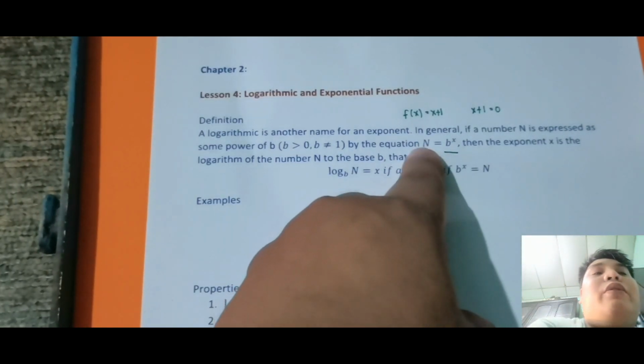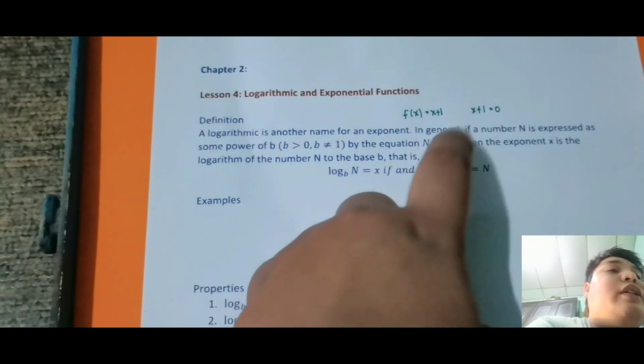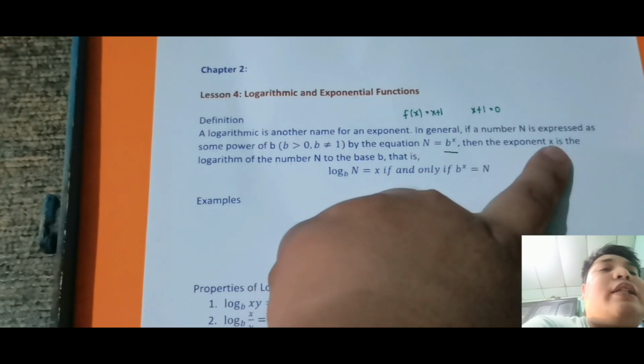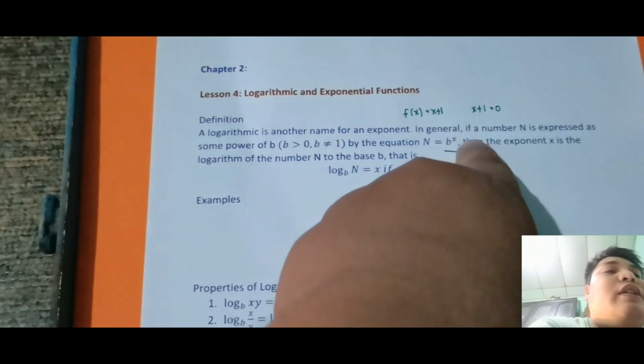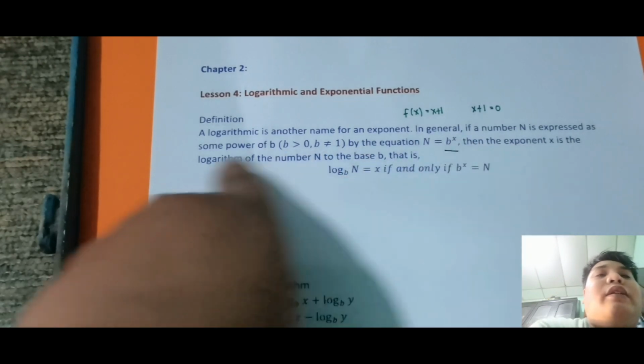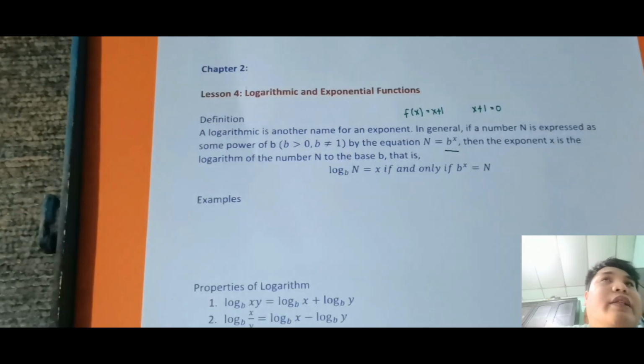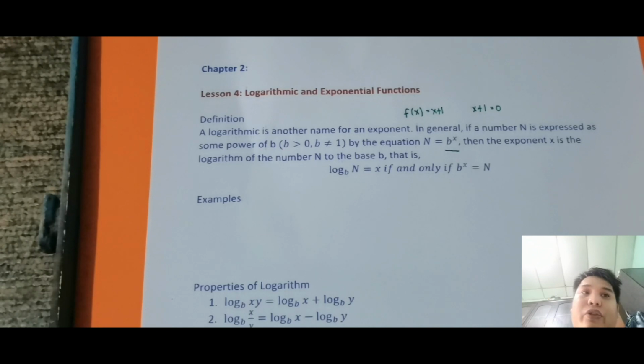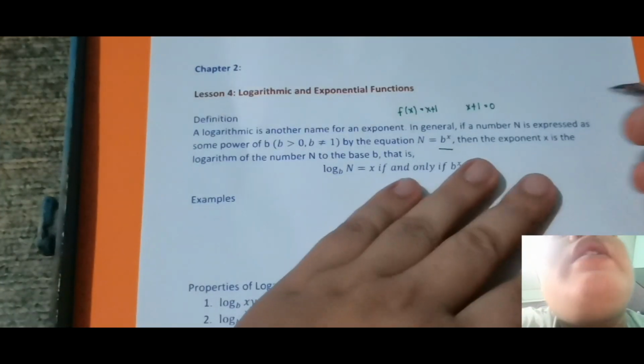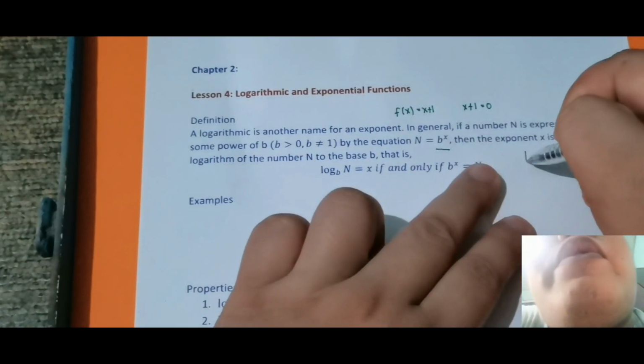So yung number n daw is kaya siyang express as b raised to x. Then the exponent x is the logarithm. So again, the exponent x is the logarithm of the natural number n to the base b. Okay, that is. So ngayon, ang mga pwedeng gawan lang ng logarithmic function is yung mga number na kaya kong i-express as a power of b, as base b raised to something, x variable.